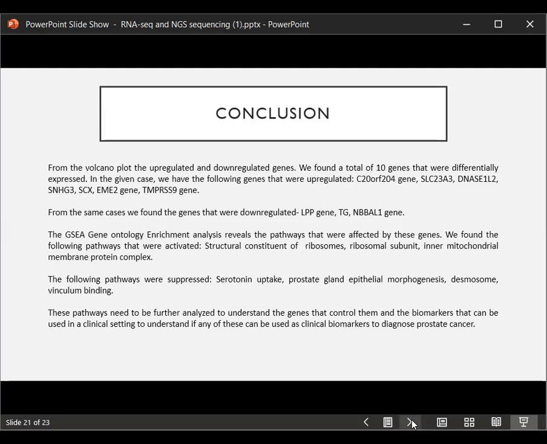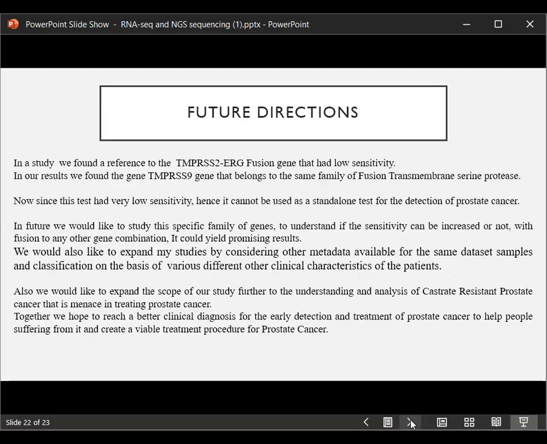And as you can see, we found activated pathways like structural constituent of ribosomes and ribosomal subunits. And we also found the suppressed ones, separate pathways as well, such as serotonin uptake and prostate gland epithelium morphogenesis, etc. To tell you further directions of what this research needs to be, we will be doing studies on the TMPRSS9 gene to understand if it can be used as a fusion with some other biomarker as well to be a standalone test for the detection of prostate cancer.